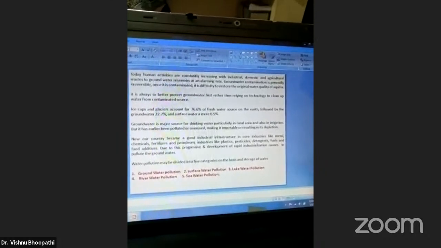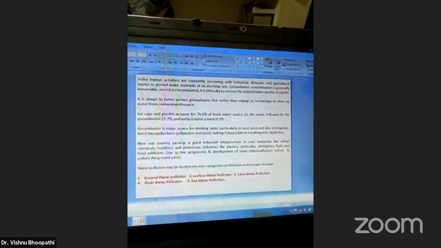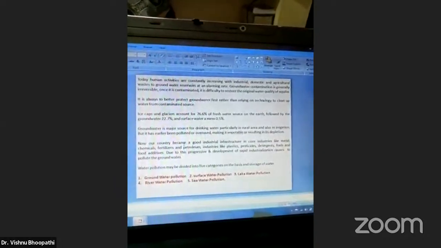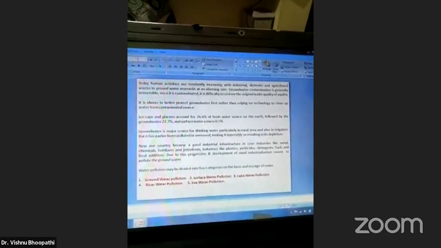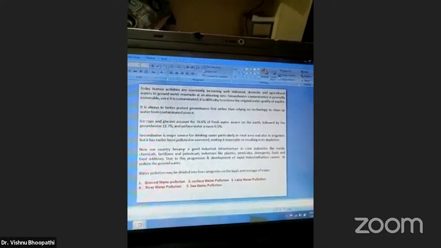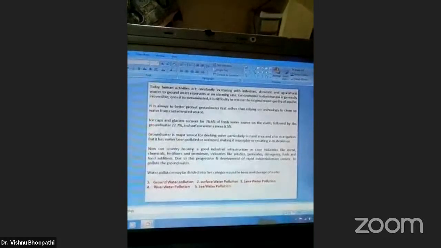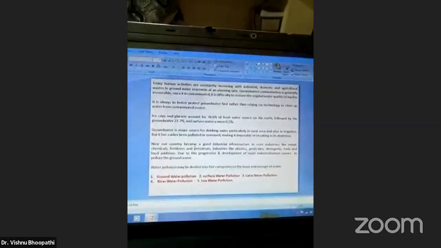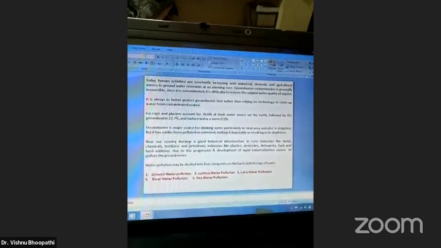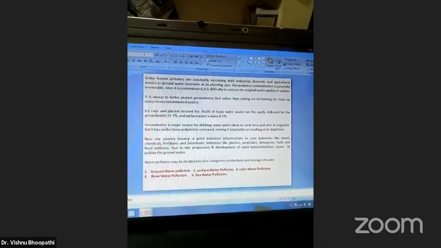Ice caps and glaciers account for 76.6% of the fresh water source on earth, 22.7% is from groundwater, and nearly 0.5% is surface water. Groundwater is a major source for drinking purposes, particularly in rural areas, and also for irrigation.